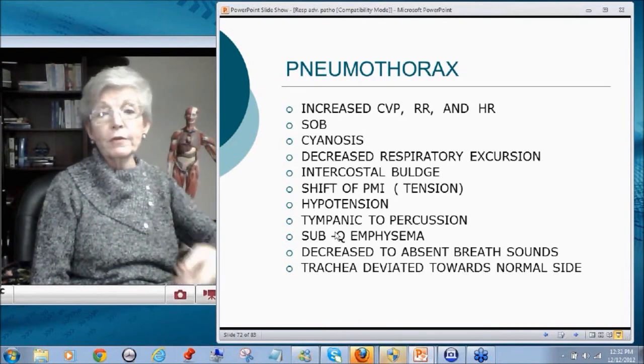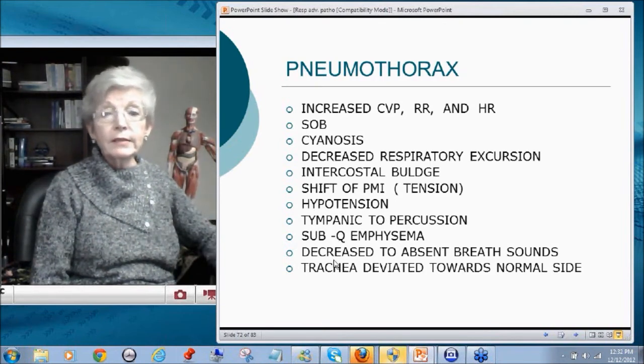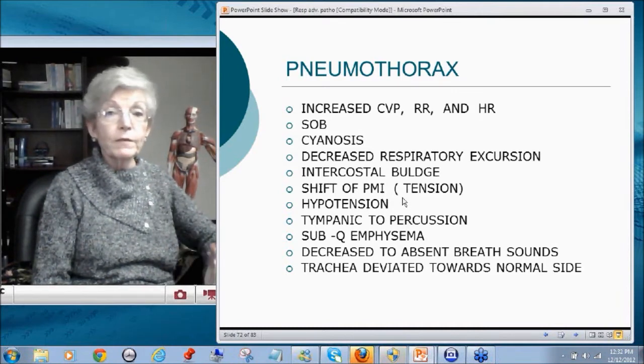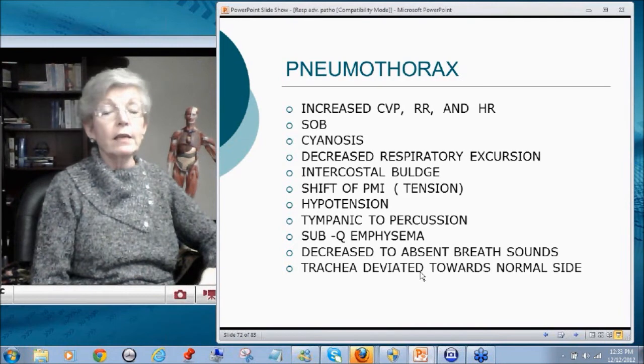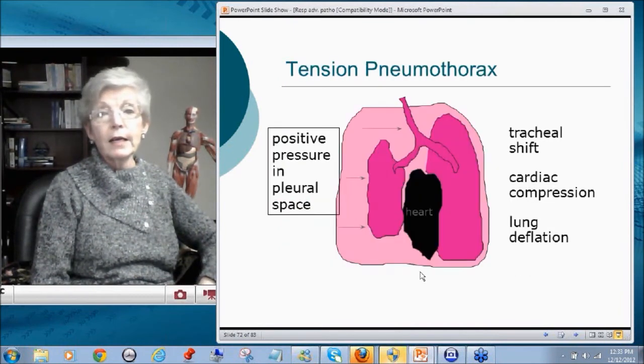Certainly there is a decrease or absence of breath sounds, and just as your PMI or your heart is shifted towards the normal side, so is, in fact, your trachea. So your trachea will be deviated towards the normal side and away from the affected side.